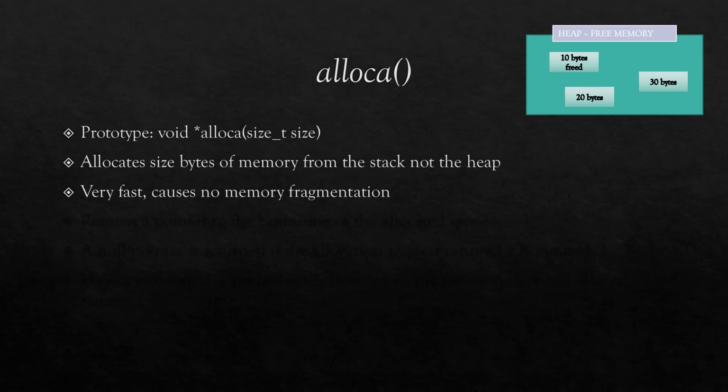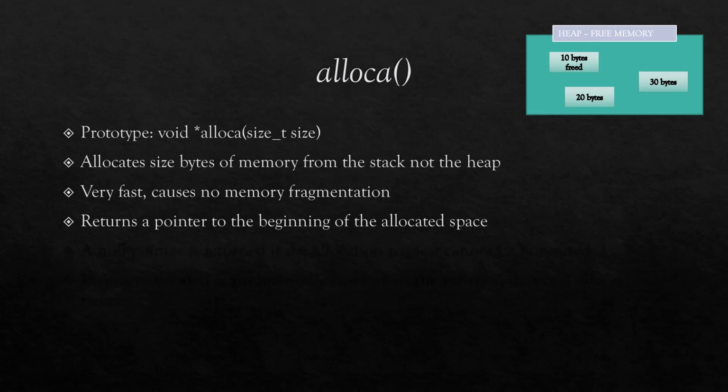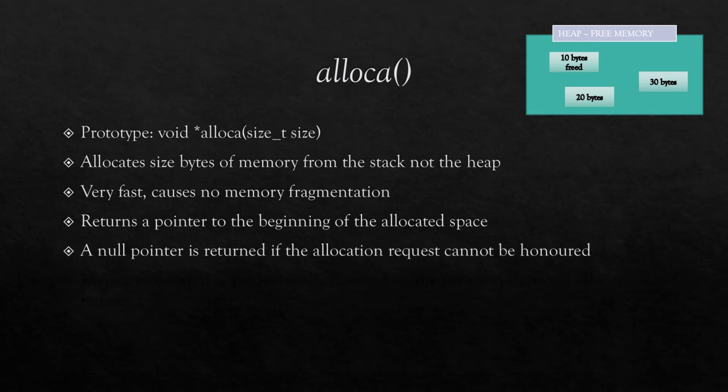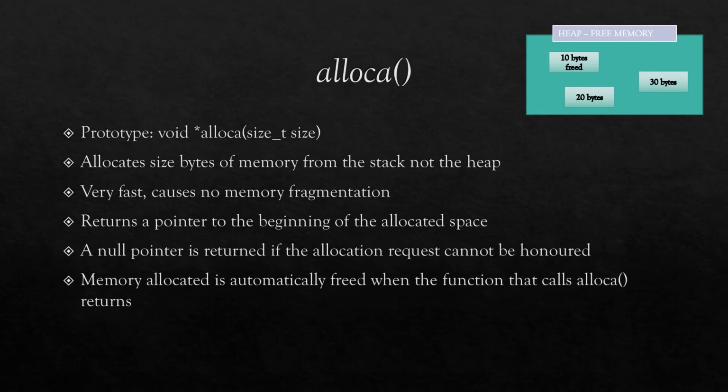And so when you have little pockets like these that are unused, that is what is known as memory fragmentation. Now malloc may cause memory fragmentation, but having said that, the implementation of GNU in terms of malloc is such that it minimizes memory fragmentation. So we really need not worry about that. alloca returns a pointer to the beginning of the allocated space. A null pointer is returned if the allocation request cannot be honored. Memory allocated is automatically freed when the function that calls alloca returns. So that's another advantage.